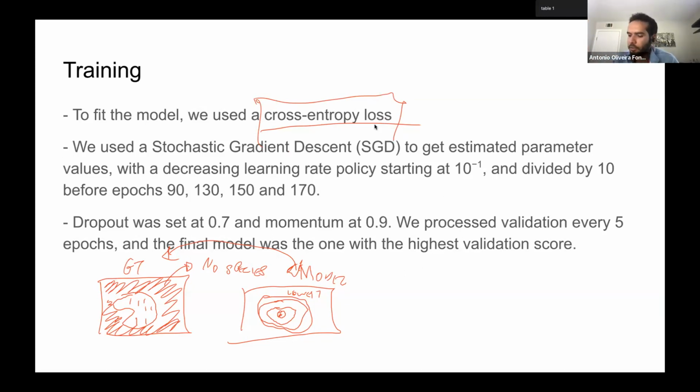Okay, then next they say that they use stochastic gradient descent, which is one of the optimizers that we saw, right? They say that they use a technique for decreasing the learning rate. So they start with 10 to the -1, and then they divide manually by 10 before a couple of fixed epochs, right?